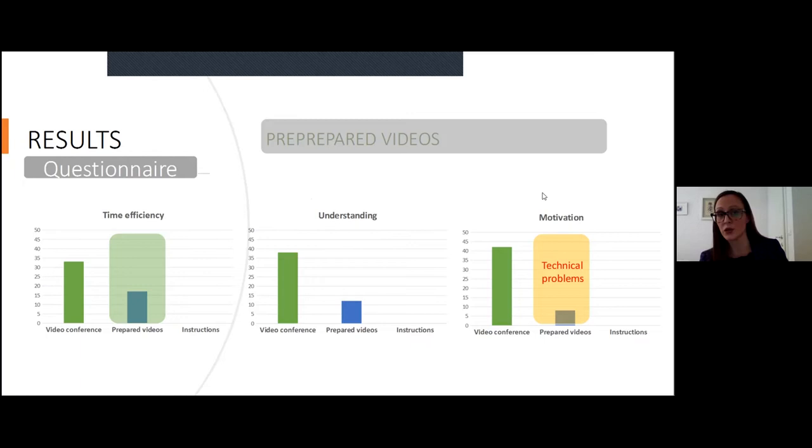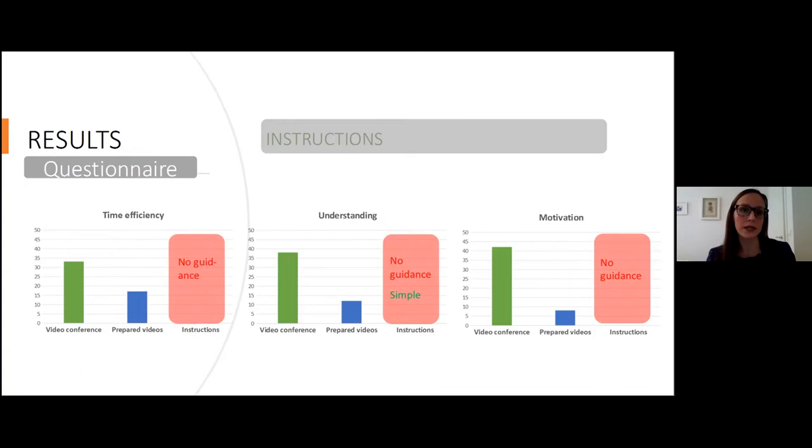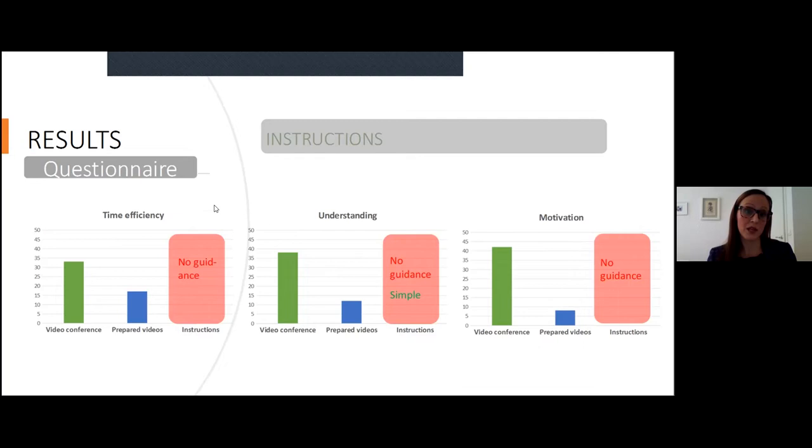And now the third teaching method, instructions. Here we see that the pupils rated in these plots this teaching method as the lowest or the least appropriate teaching method because there was no guidance of a teacher, or as I would say, the teacher's guidance was there, but it was hidden in the text. The advantage of this teaching method was that the instructions were written in a very simple manner, but if the pupils did not read the instructions fully, they could not do their work on their own as well as they should.